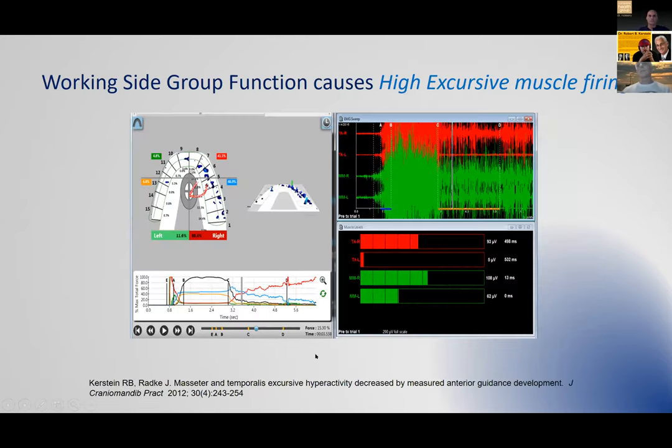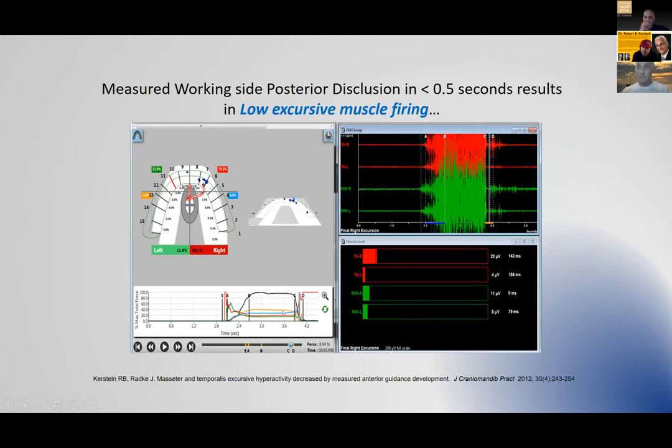So this is what working side group function looks like. This is another patient. They're biting down, they're holding the teeth together, they slide to the right. Again, you see the friction in the black line. You see the blue quadrant is in charge. And then the red quadrant slowly takes charge. And then you get this. You get all this muscle firing. Now you take that same patient and give them, look very carefully here at C, the red takes over right away. The blue is still active. Remember I said there's no zero disclusion time. There's blue in there and there's orange in there, but they dissipate in 0.3 seconds.